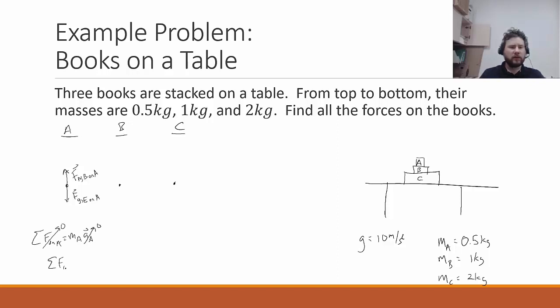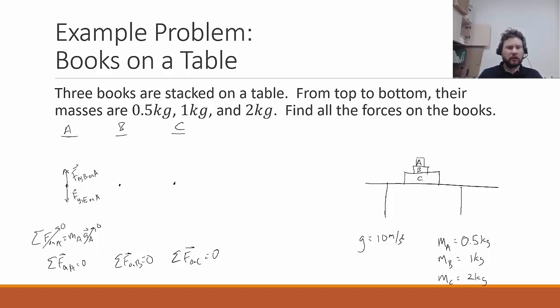So the net force on A is 0. The net force on B is 0. And the net force on C is 0. In a follow-up problem, we'll look at the case where the acceleration isn't 0 and look at what happens to the forces.